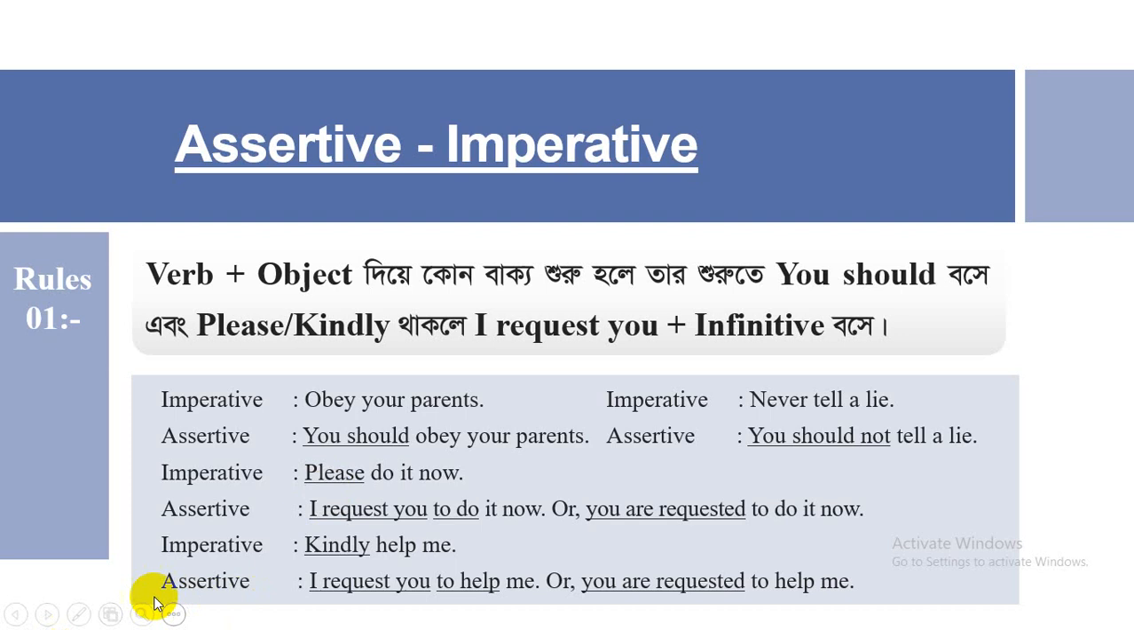Okay, now come with please. Please do it now. So in place of please we can use I request you to do it now, or you are requested to do it now. That's also correct. Another one, kindly help me. So in place of kindly, we can use I request you to help me, or you are requested to help me. So dear student, that's a very simple rule. So definitely you will cover all these things.